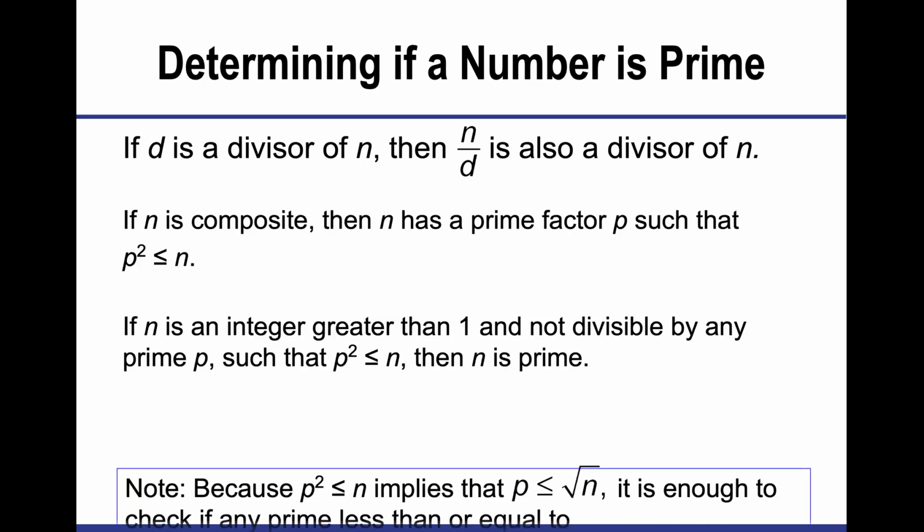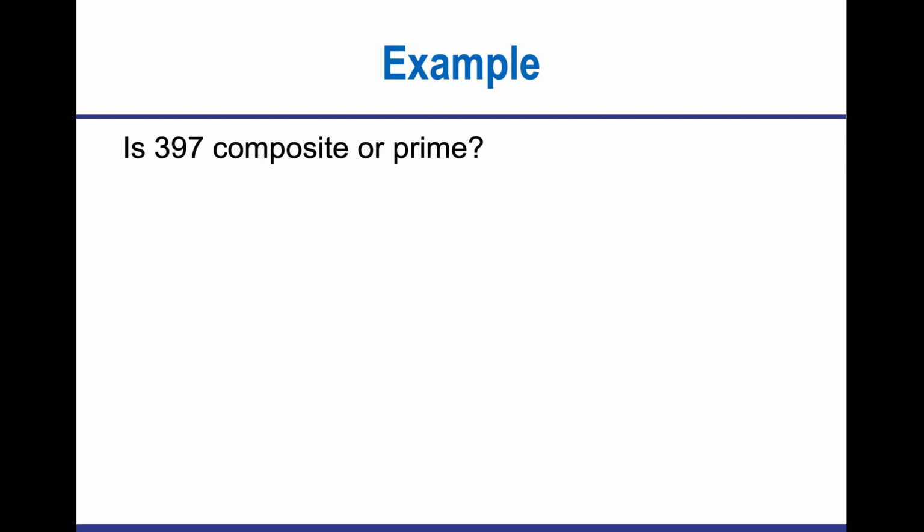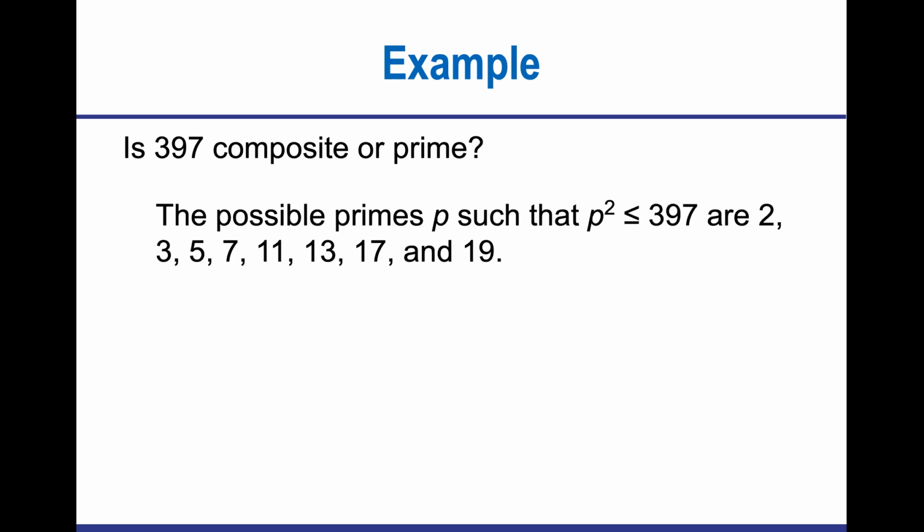And these are just some additional divisibility rules. So let's look at some examples. Is 397 composite or prime?